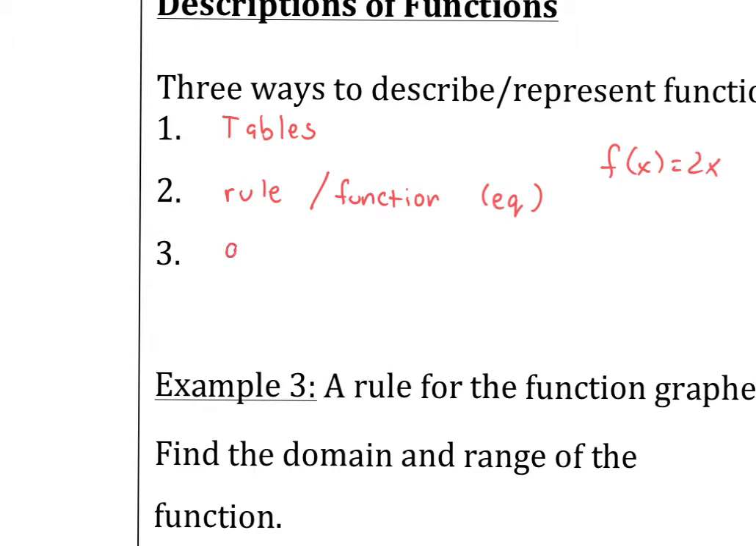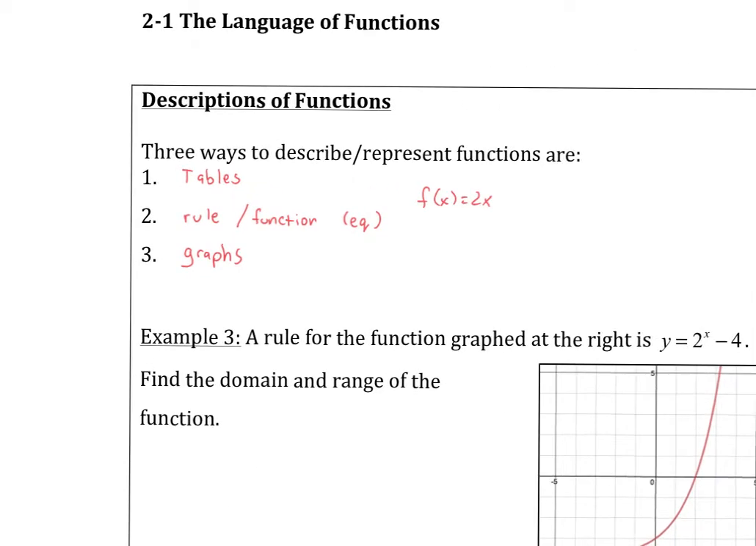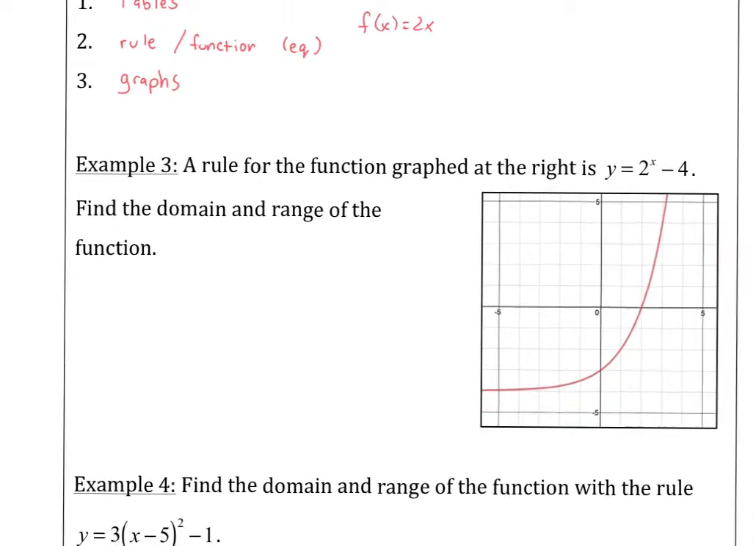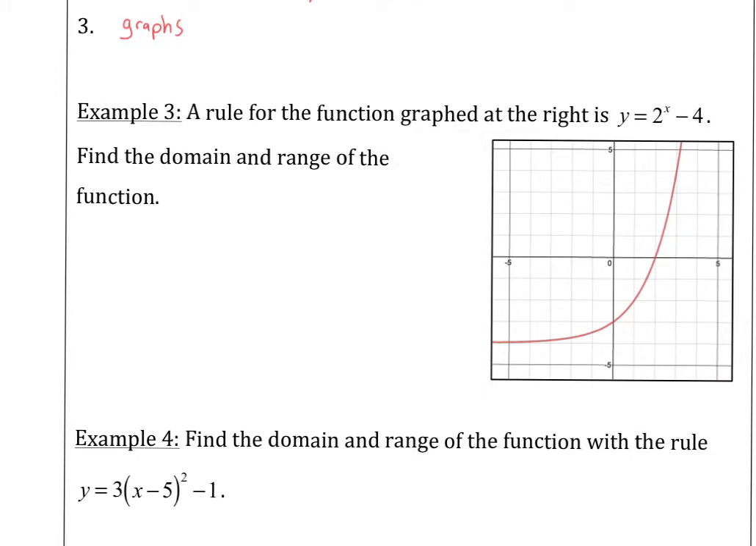And lastly, we can do graphs. So three different ways to represent the function. So let's look at example number 3 here. A rule for the function graphed at the right, actually under and right, is y equals 2 to the x minus 4. We're going to find the domain and the range of the function. So you don't need to understand right now where this function comes from. We're just saying that when you graph this, you get exactly this shape here. So we just want to know what the domain is and what the range is.